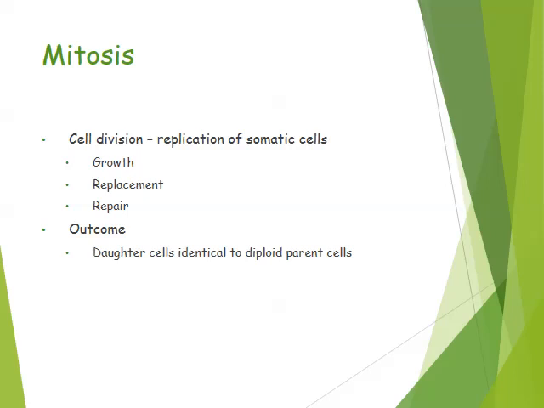Mitosis also allows for replacements of cells that get old or worn out. Mitosis also allows for repair. So if you were to cut your finger or break a bone, mitosis would generate new cells that would enable tissue repair. The outcome of mitosis is the daughter cells. These are cells that are generated, are identical to the parent cells. All somatic cells in the human body contain 46 chromosomes. 46 is considered to be the diploid number of cells.